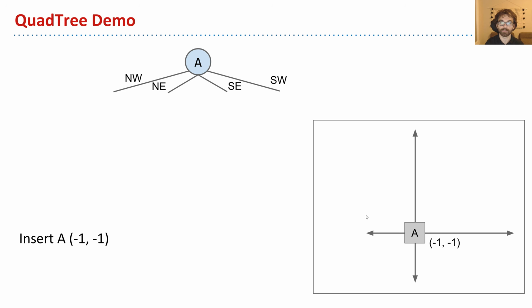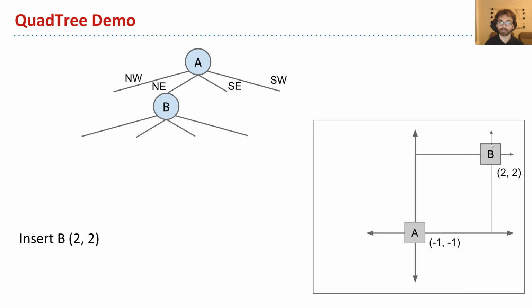Okay. So now, if I insert another point, say B at 2, 2, you might try and figure out what you think will happen next. So 2, 2, that is going to be up here somewhere, so that's going to be in the northeasterly direction. Okay. So we're going to put 2, 2 here, and it will have its own 4 children, which correspond to its northwest, northeast, southwest, southeast. Okay. So next we insert C, which is 0, 1.